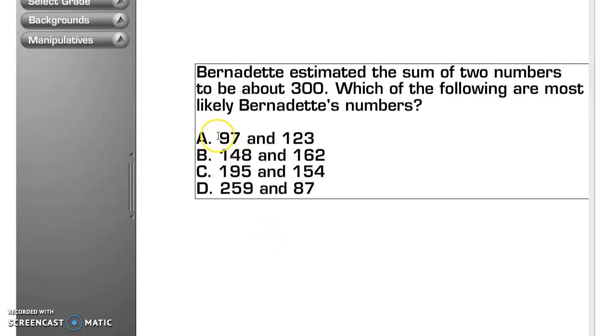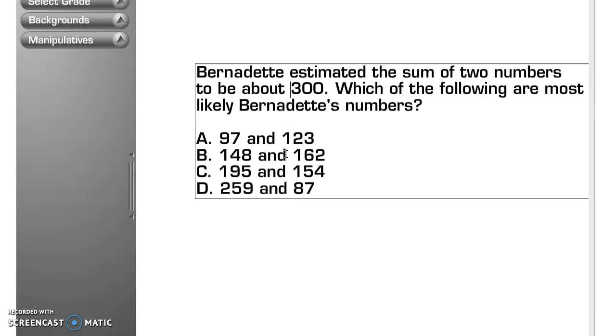So I'm going to first look at A, 97 plus 123. I know that that's not reasonable because when adding those two together, I can round 97 to 100 and 123 to 120, and that would actually equal 220. Then I'm going to look at B, 148 and 162. When I round those two numbers, the closest easy compatible number would be 150. And I know 150 plus 150 is 300. So that could be it. I'm going to keep that in the back of my mind.